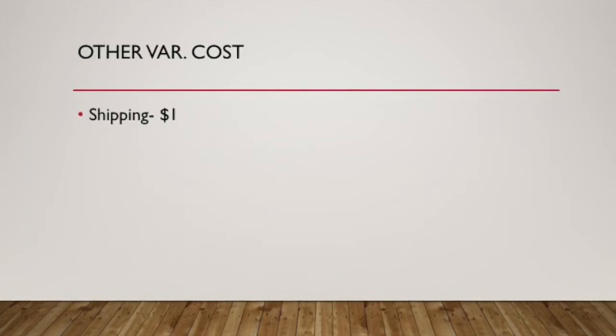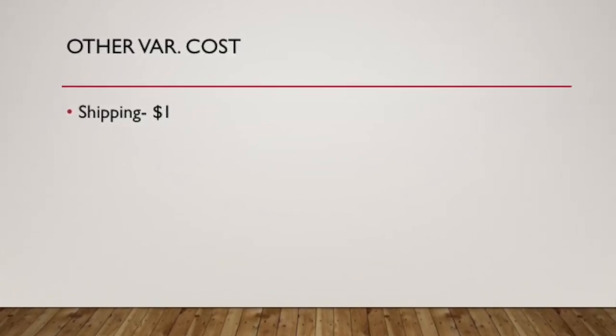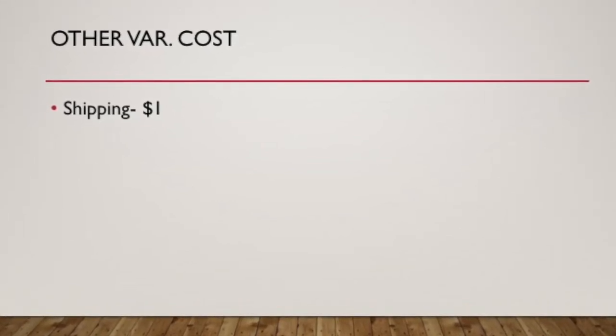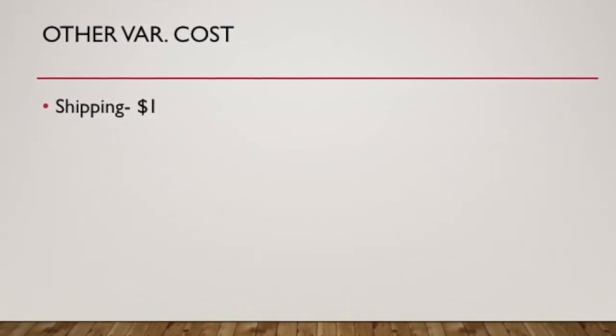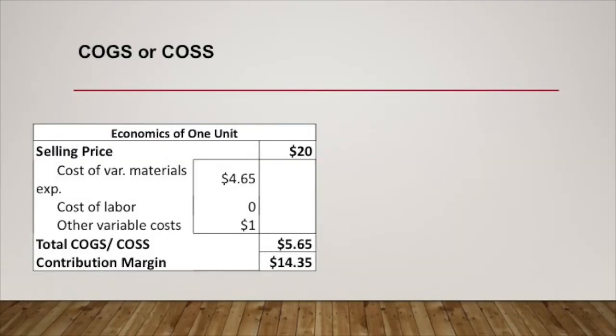Let's go to slide 14. The other variable costs, in this instance, was shipping. Shipping costs $1, she figured out, per shirt. So to ship it to your customers, it's going to cost $1. So let's go to slide 15. Slide 15, as you guys will see, you can see the other variable expenses I put in for $1. So now go to slide 16. Or sorry, let's stay in slide 15 for a second.